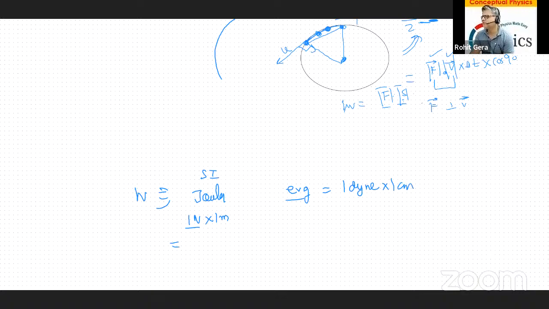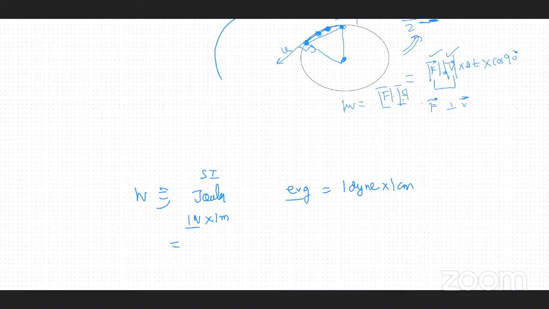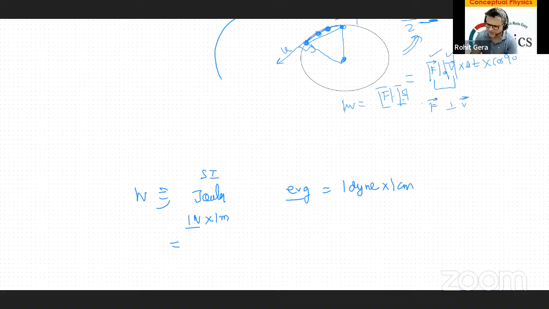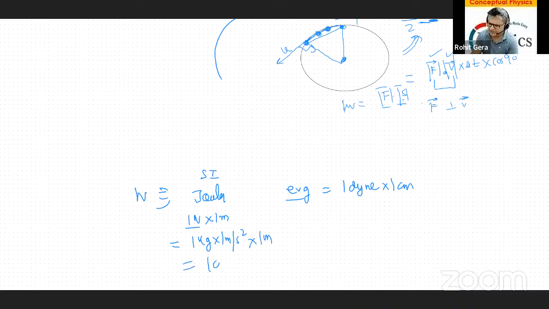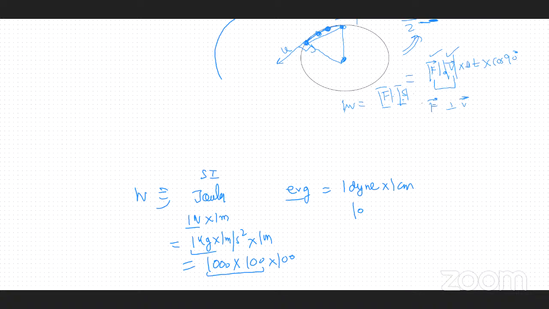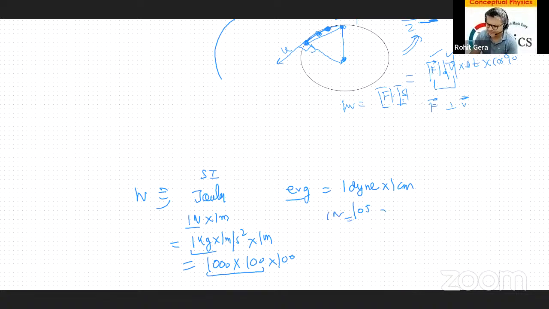How many dynes are there in one Newton? So 1 Newton is how much, right? 1 kilogram into 1 meter per second square, right? So 1 kilogram is 1000 grams, and this is 100 centimeters. I converted the centimeters also, so you can see for Newton we get 10 raised to power 5. So 1 Newton is 10 raised to power 5 dynes, since kilogram is grams.